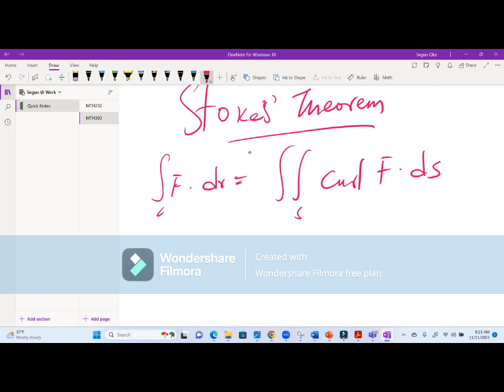They can ask us to verify the Stokes theorem. They can ask us to find the necessity, to prove in the Stokes theorem. They can give us the question to prove that this is equal to this in the Stokes theorem, and we'll be using the theorem to solve it. So let's look at this question.